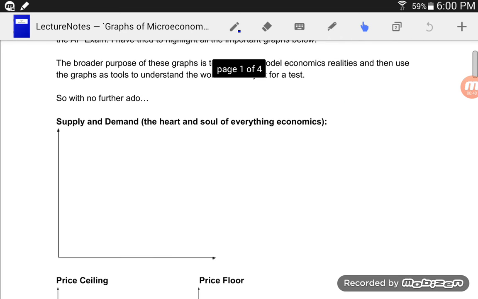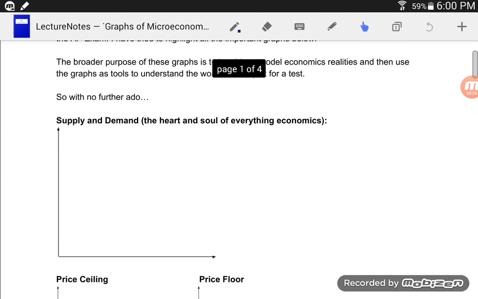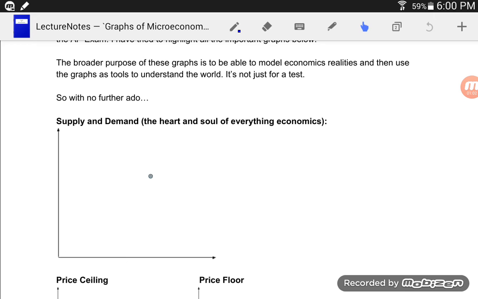Of course, the broader purpose of the exams, as I said there, is to be able to model economic realities, and then use the graphs as a tool to understand the world and what we would expect to happen if given different scenarios. So it's not just for a test, but honestly, you can use them as a tool to answer a lot of questions. If I were taking the test, I would be drawing a ton of these in the margins.